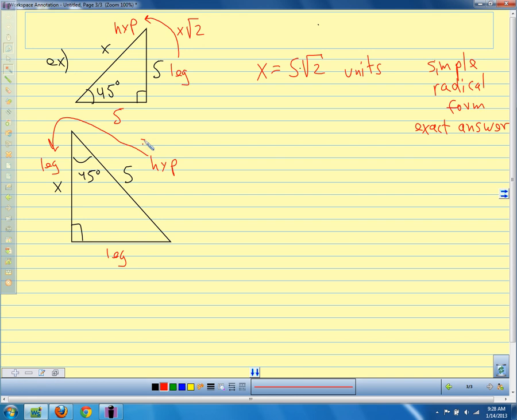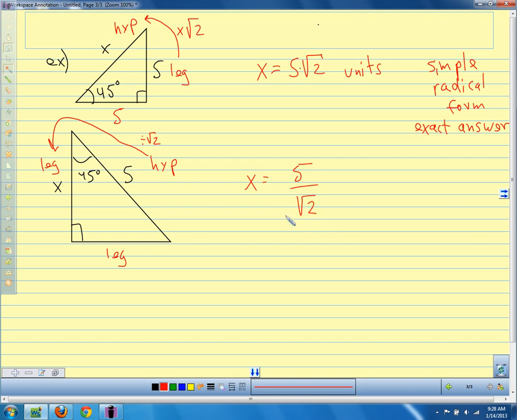My rule tells me to divide by the square root of 2. So for this one I would say x equals 5 divided by the square root of 2. We're trying to find the leg, so we have to divide by the square root of 2. That's what our rule tells us. Now, who remembers what we do when we have a square root in the bottom of a fraction? There's a special thing that we do. We multiply by something.